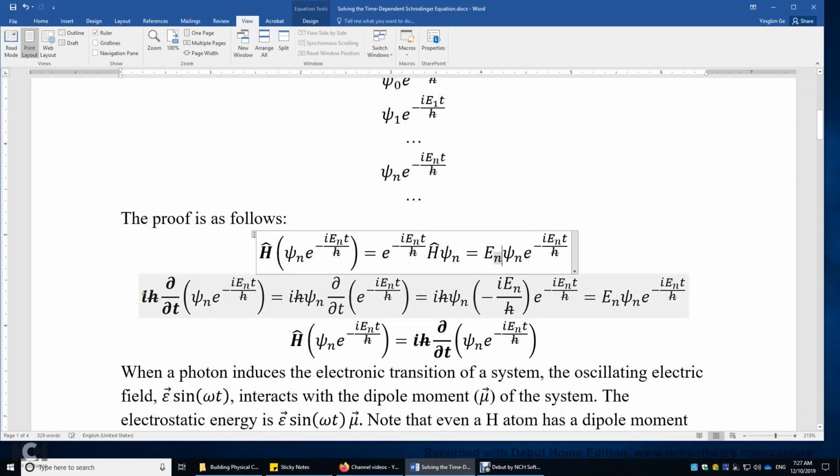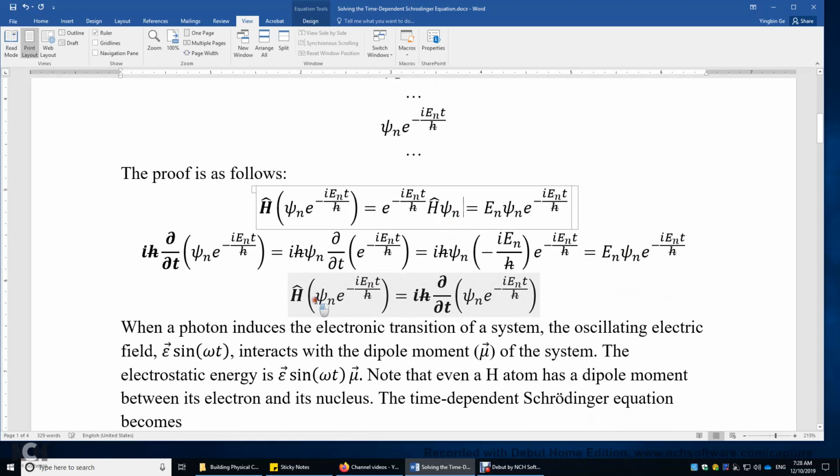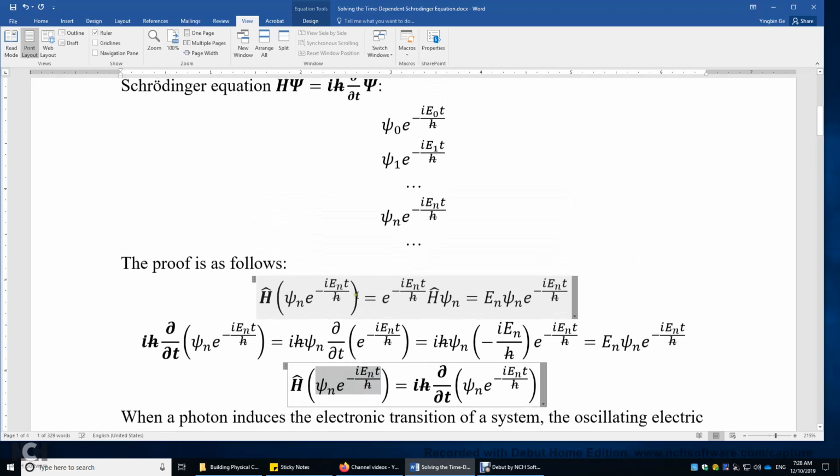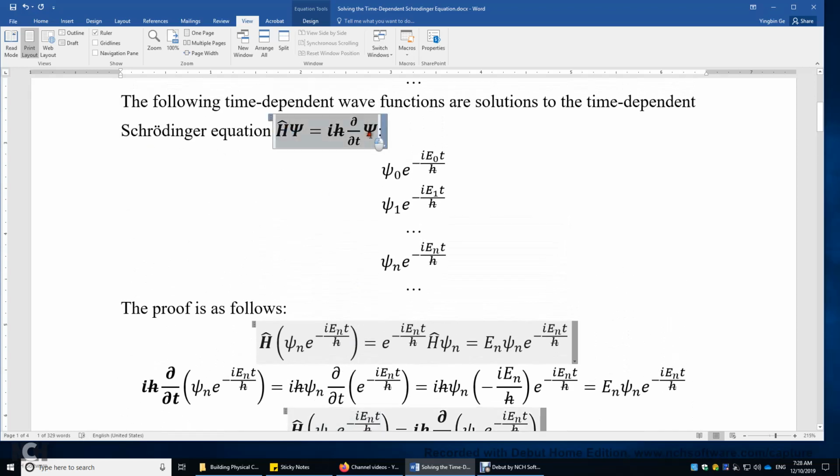And then we can apply this i h bar partial derivative over partial t operator to the same wave function here. And again, when we apply this partial derivative to this wave function, because psi sub n is independent of time, we are applying this derivative to just this exponential function of time. In the end, we get the same expression, which is E sub n times the original wave function. We compare this and this, we see that indeed this is a general solution to the time-dependent Schrodinger equation over here.